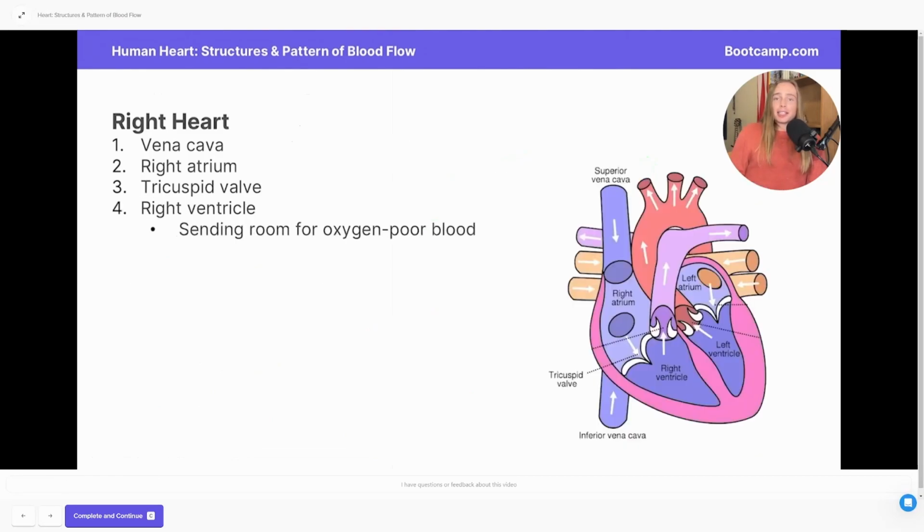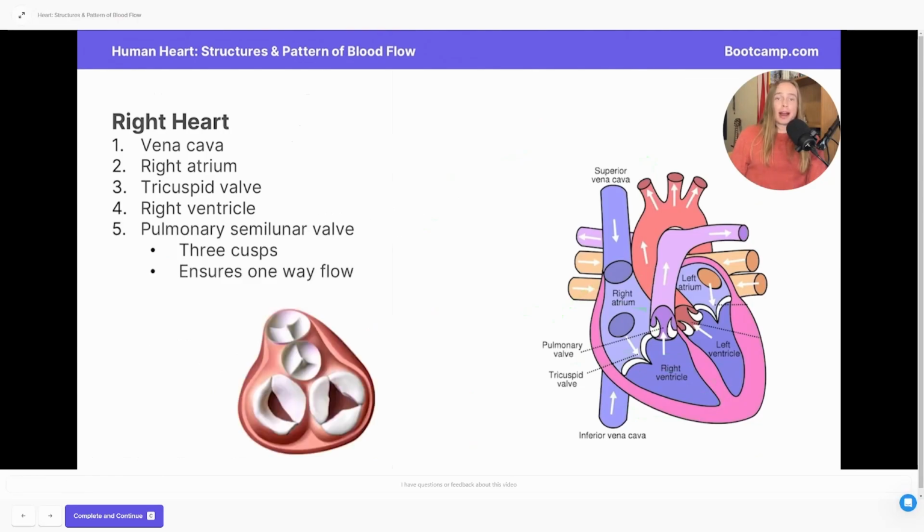Once we pass the tricuspid valve, we are now in the right ventricle, which is basically just a sending room for oxygen-poor blood. This demonstrates that the right side of the heart is the oxygen-poor side of the heart. So notice also that the right ventricle's walls are much more muscular than that of the right atrium. This is because the right ventricle has to pump blood out of the heart, while the right atrium only has to pump blood down to the right ventricle.